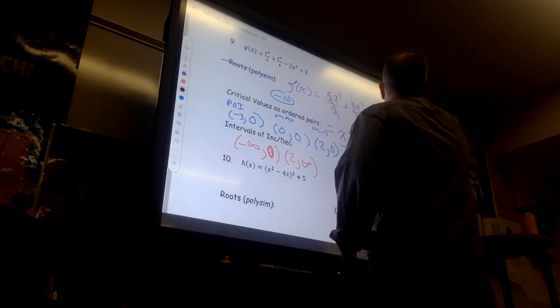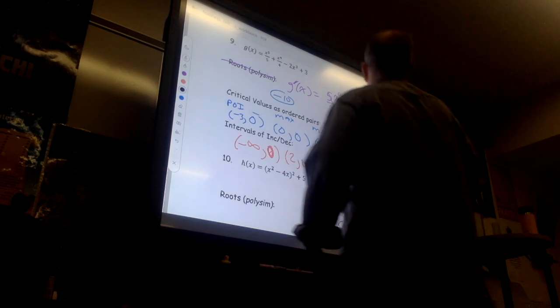It's decreasing right here, which is actually supposed to be 0 back there. So from 0 to 2, it's decreasing. And these are both increasing.